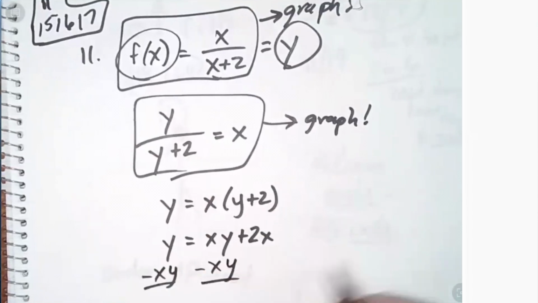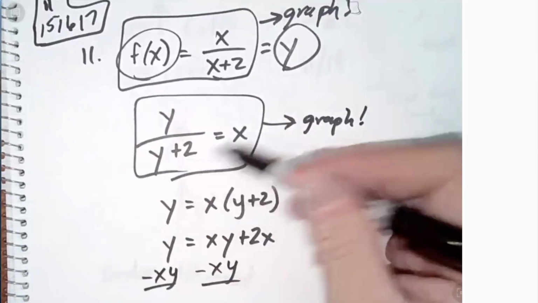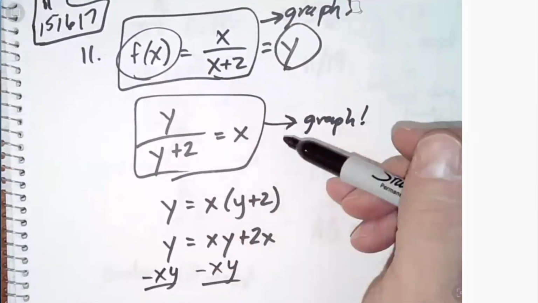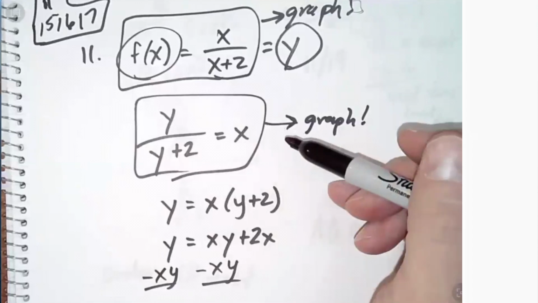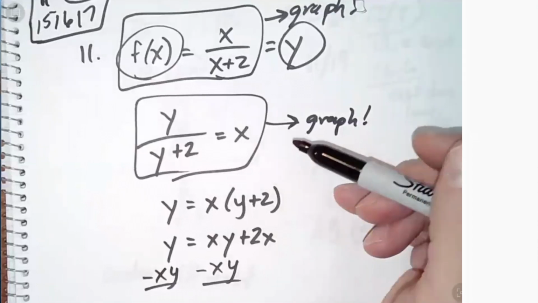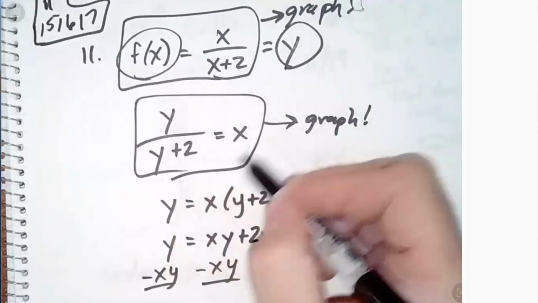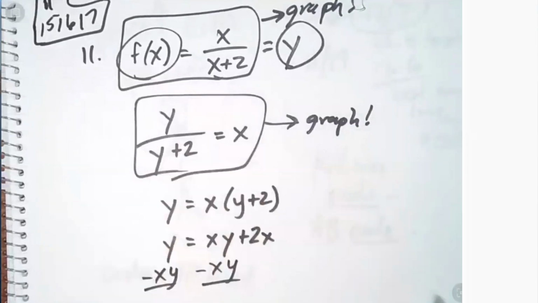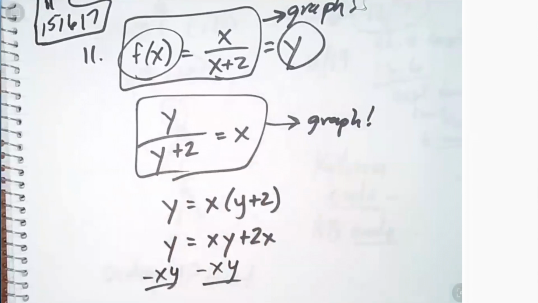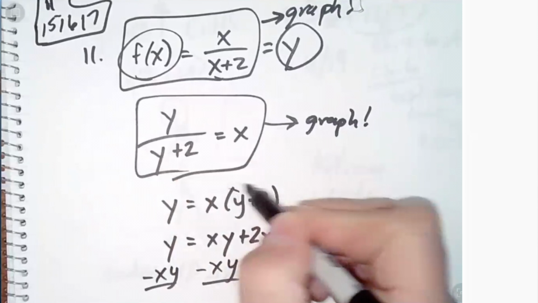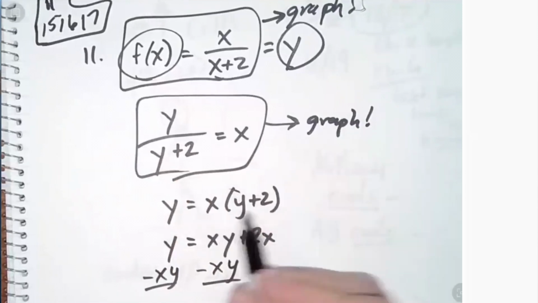The first thing that I did is I multiplied both sides by y plus 2. It's kind of like cross multiply, but better than saying cross multiply is to say multiply both sides by y plus 2. Cancel. Then distribute x to make x times y and to make 2x.